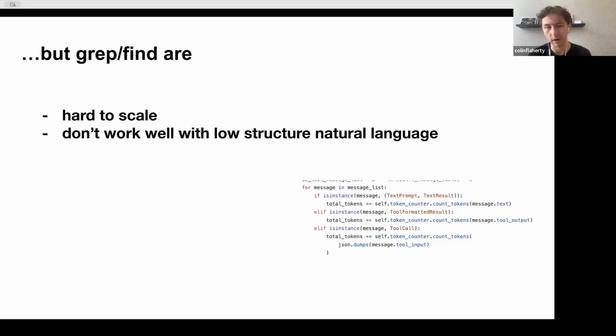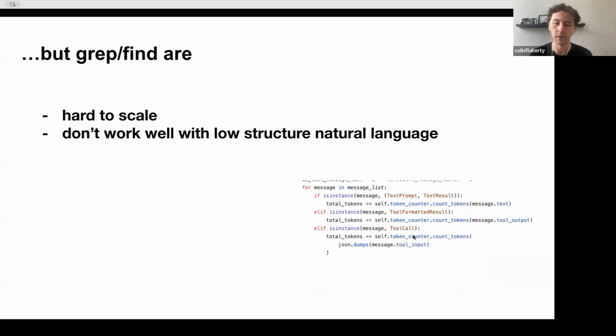But the challenges with grep and find are they're hard to scale. So imagine doing grep and find against 10 million files. What about 100 million files? You definitely can't replace PageRank on Google with grep and find. And they also don't work particularly well with low structure natural language.